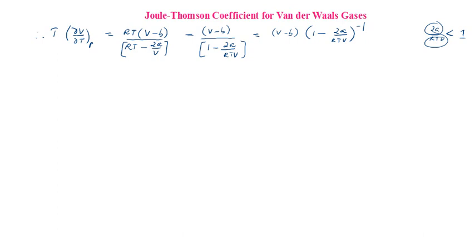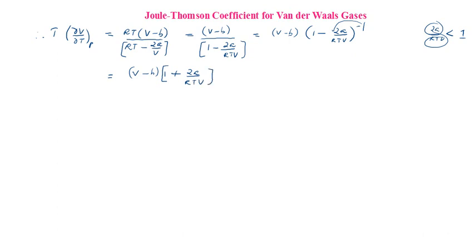So this equation becomes, neglecting all the higher powers of 2A by RTV, simply V minus B into 1 minus, this minus 1 should be multiplied here, so it will become 1 plus 2A by RTV. 1 plus 2A by RTV, right?